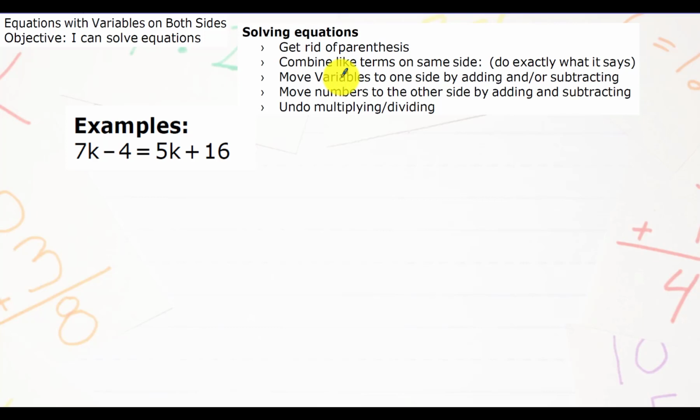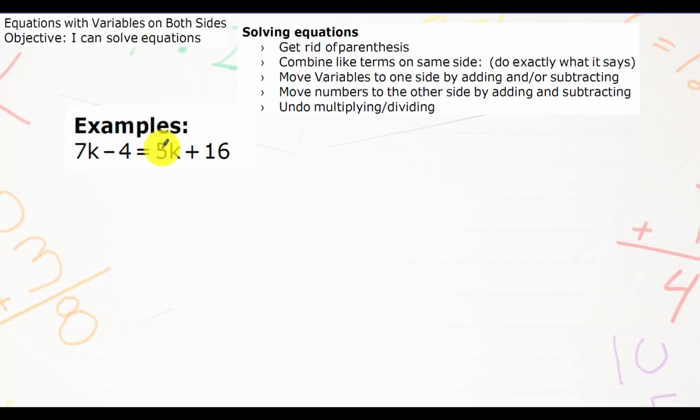And then, you move the variable to the other side by either adding or subtracting. And then, you undo a number either by adding or subtracting. And then, you undo the multiplication or division. So in this example, I have 7k minus 4 equals 5k plus 16.